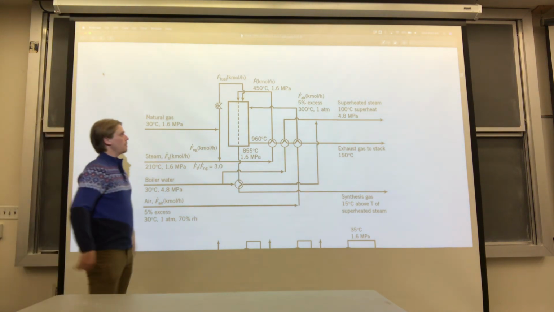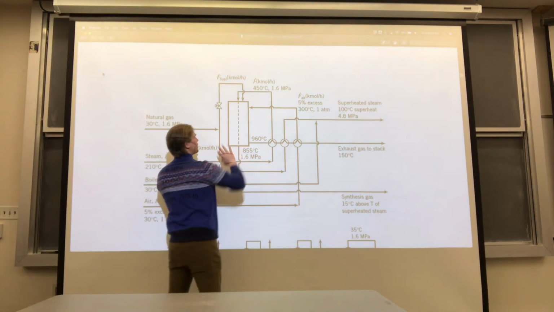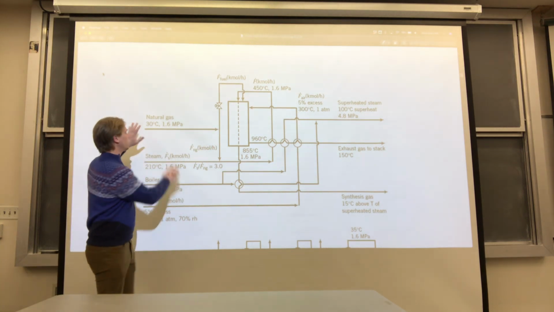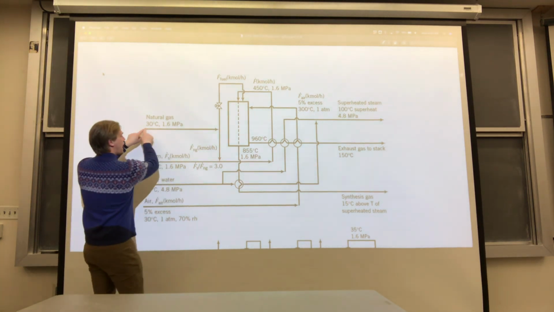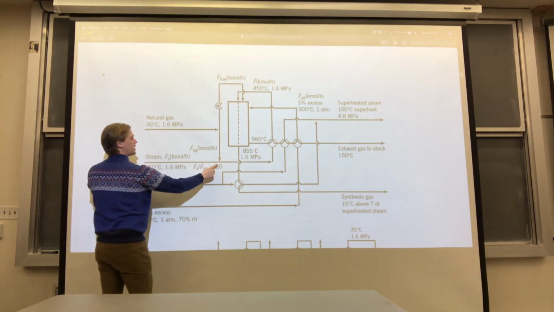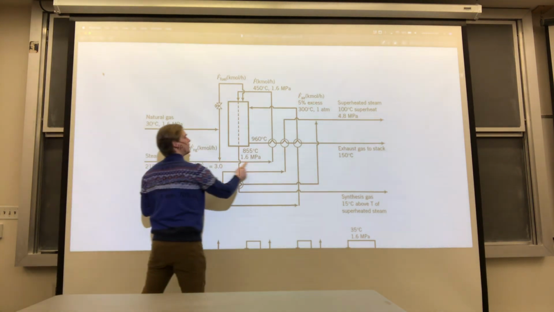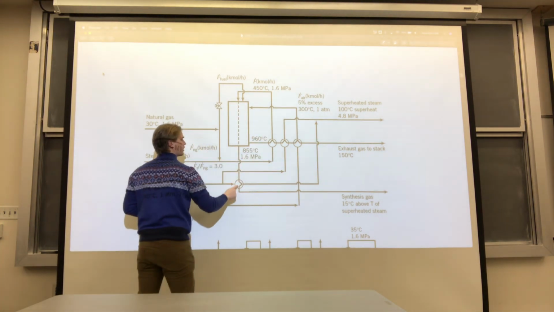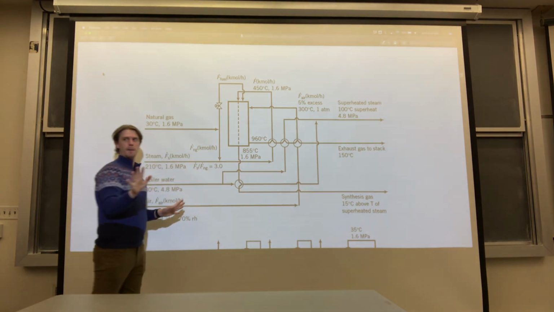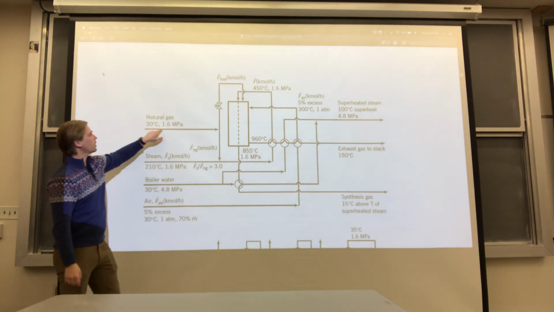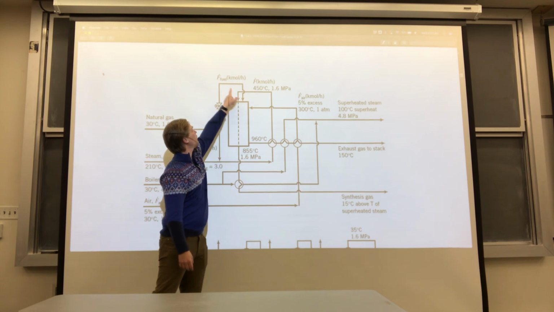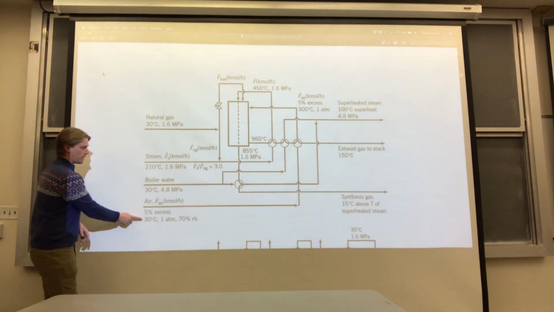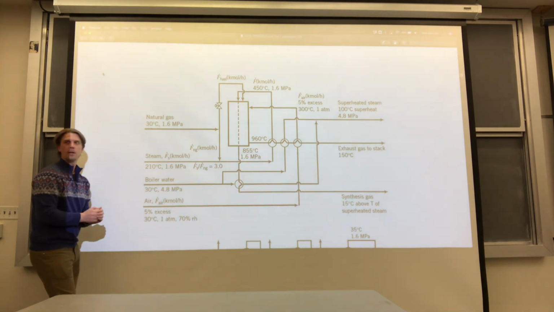So let me go over, this part's a little confusing, so I wanted to go over it. Let's go over it again from the beginning. Natural gas comes in, mixes with the steam. The steam and natural gas mixture goes through a preheater, goes into the reactor, and then leaves the process, okay? We have natural gas also going in as a fuel, F dot fuel, right? Mixing with the air at 5% excess, 30 degrees C, 70% relative humidity.